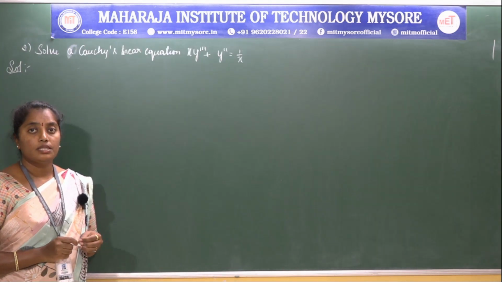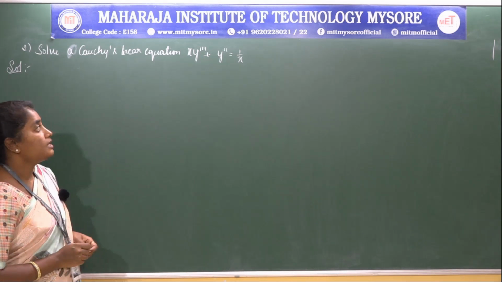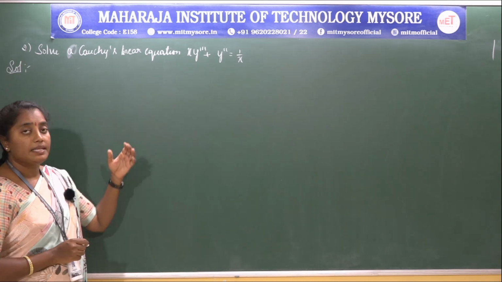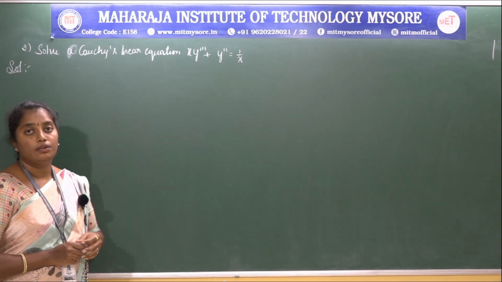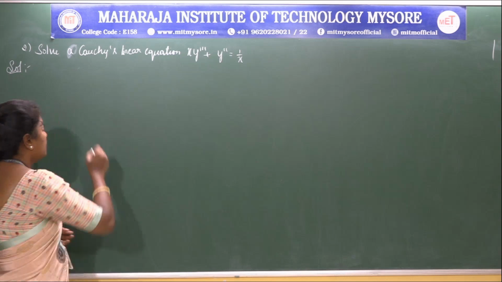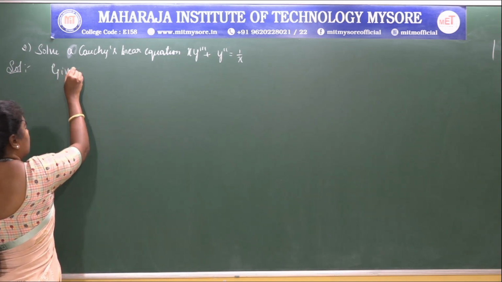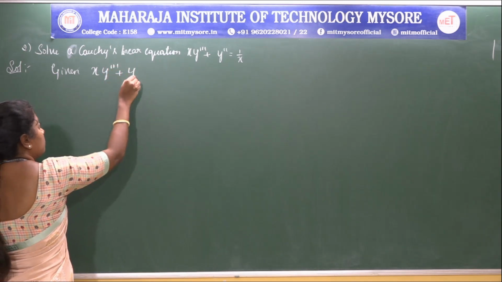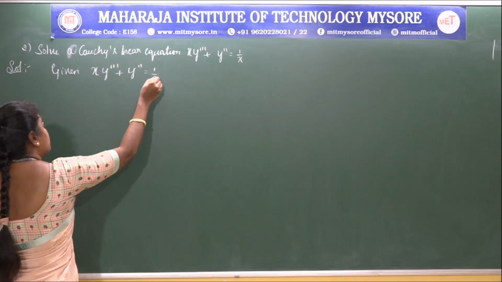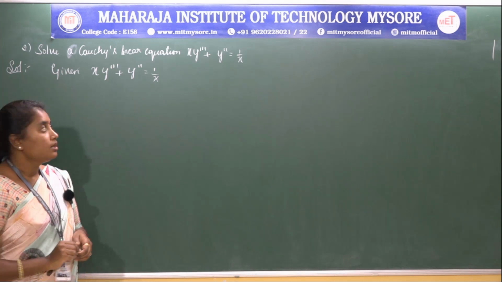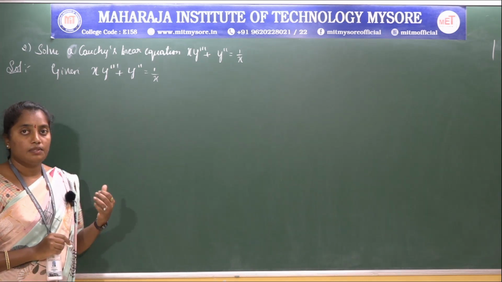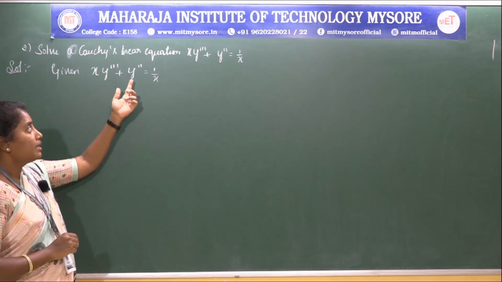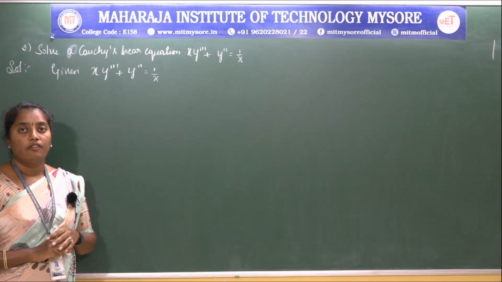Second problem on Cauchy's linear equation, that is x y triple dash, that is the third derivative of y with respect to x, plus the second derivative of y is equal to 1 by x. So I have been given that x y triple dash plus y double dash is equal to 1 by x. Before taking the substitution, observe that here we have x y triple dash plus y double dash is equal to 1 by x.